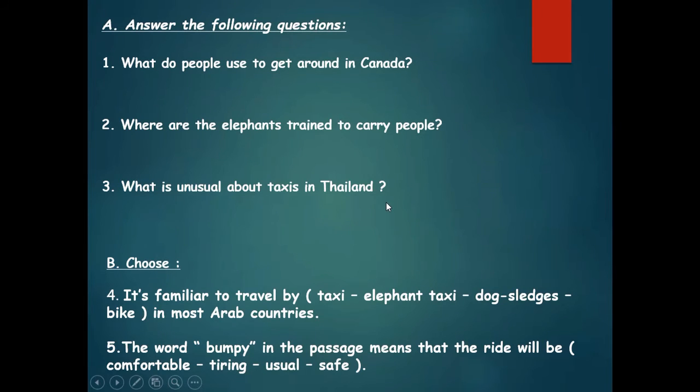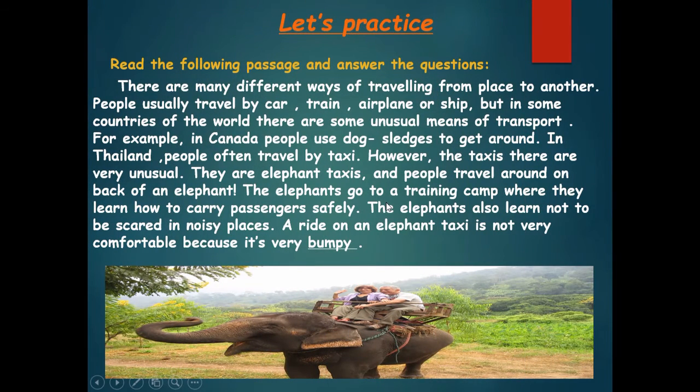Step 3. Read the text. Now you know what you need to answer. Let's do it together. There are many different ways of traveling from one place to another. People usually travel by car, train, airplane, or ship. But in some countries of the world, there are some unusual means of transport. For example, in Canada, people use dog sledges to get around.